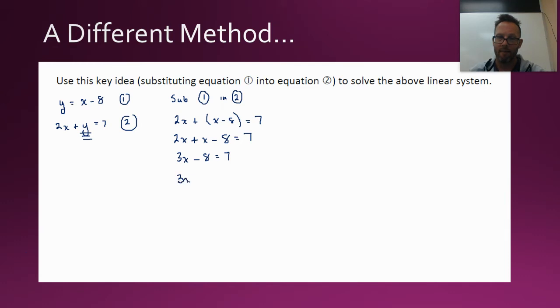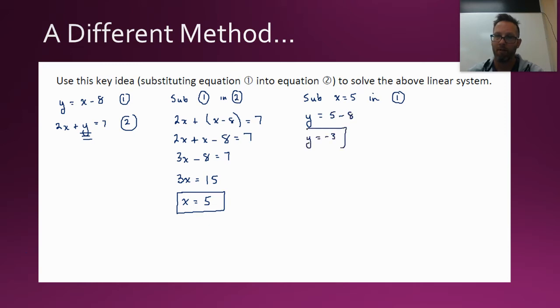Add 8 to each side. We get 3x equals 15. So it should look familiar. We get x equals 5, just like we did before. And at this point, it's the same strategy. We're just using substitution to find our value for y. We're going to sub x equals 5 into, now you always have a choice, but in this particular way of viewing this problem, only one of our original equations is practical to sub x equals 5 into. And that's equation 1, because equation 1 is already set up for us to find y. y equals 5 minus 8, y equals negative 3. And again, we get the same answer.